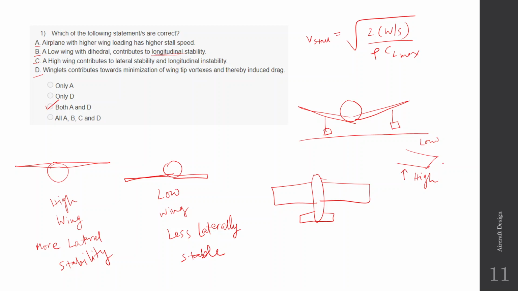But at the wing tips, this high pressure air circulates back up, it goes above the wing tips and forms vortices like this. And these vortices induce some drag in the aircraft, which is called induced drag. So to prevent this, we install winglets.